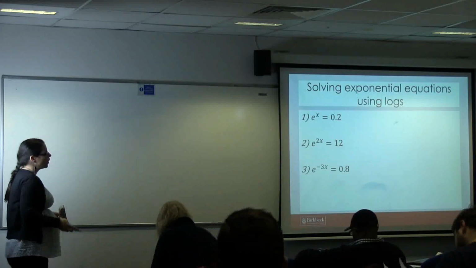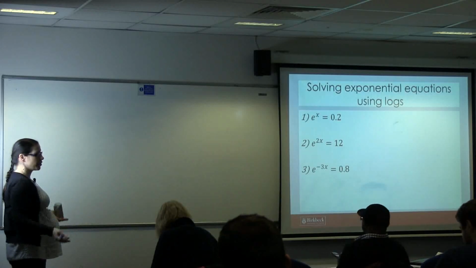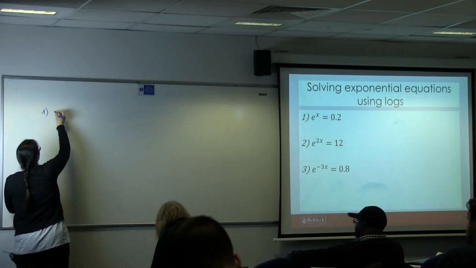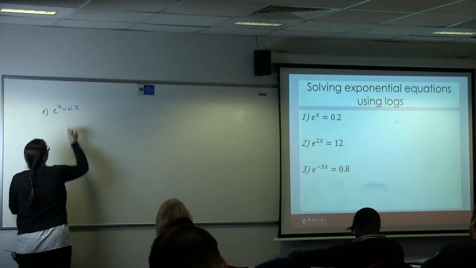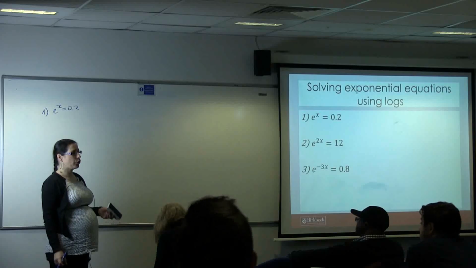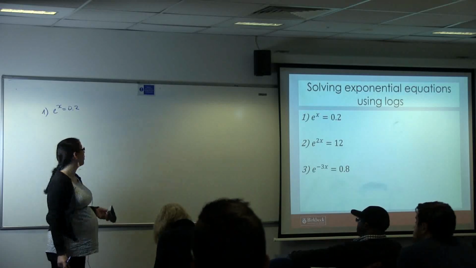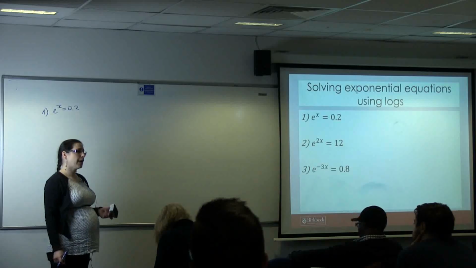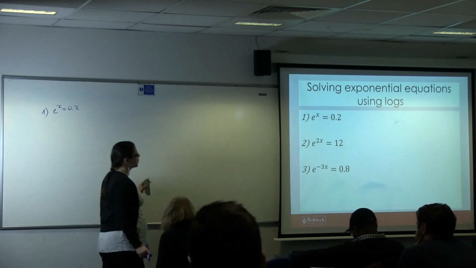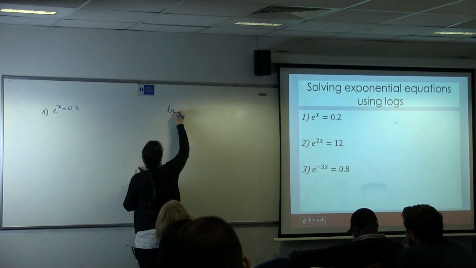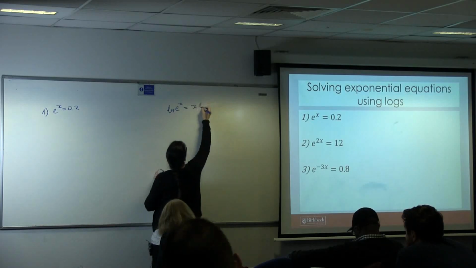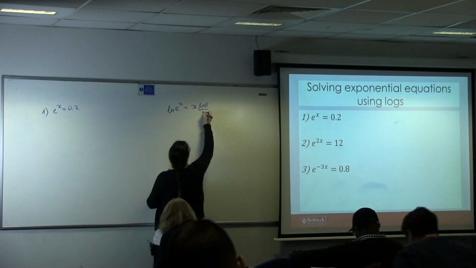Now, sometimes you can't just solve exponential equations because e is 2.71. I have no idea what power of 2.71 will give me 0.2. So in this specific case, I need to call the logs to help me. And the key point here is that if I take the same base logarithm, then I can bring the power down, and I know that ln e is 1.